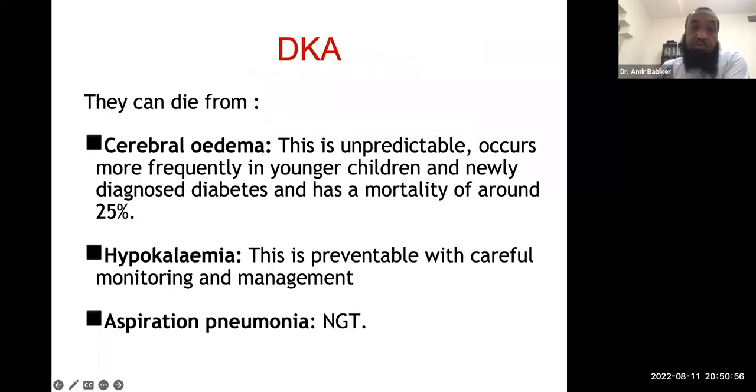Good. So that's the DKA, and I didn't go through the management of DKA. I think I have it in another talk. Let us talk about the outlines of management of DKA. The outlines of management. Can someone write the outlines of management for me?